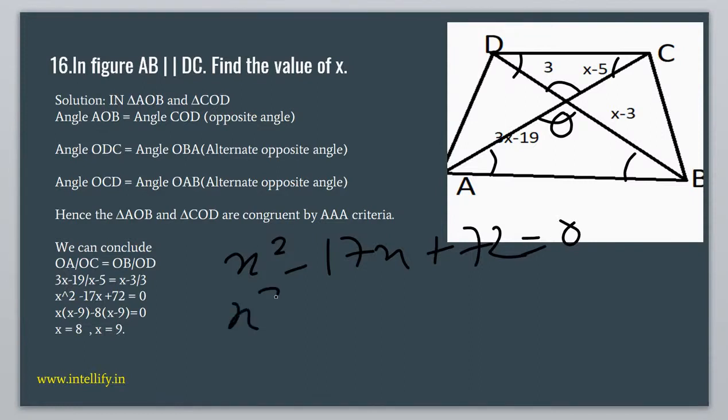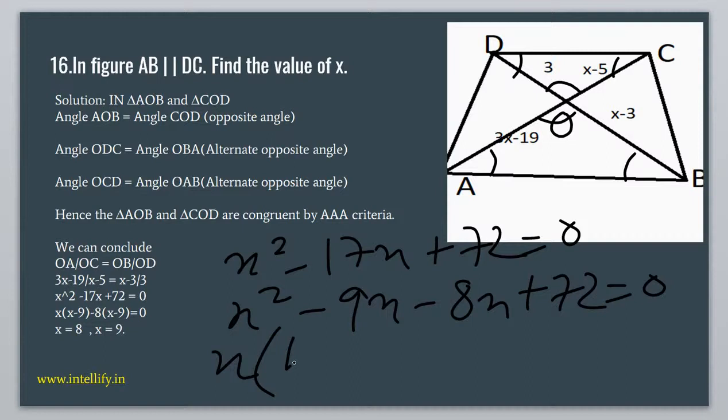For solving this, minus 17x can be written as minus 9x minus 8x plus 72 equals 0. Taking x as common, x minus 9, and here taking minus 8 as common, we get x minus 9, which gives us x minus 9 times x minus 8 equals 0. So x will be 8 and 9.